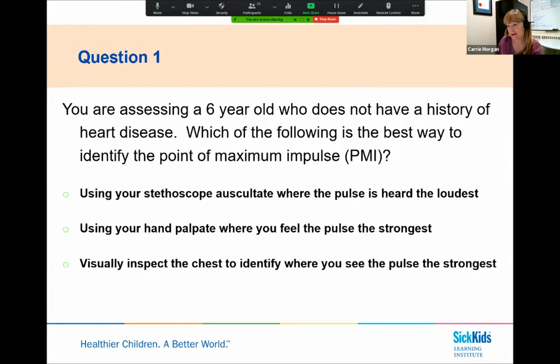So our first question is: you're assessing a 6-year-old who does not have a history of heart disease. Which of the following is the best way to identify the point of maximum impulse? We'll give you just a few seconds for your response. Is it using your stethoscope to auscultate where the pulse is heard the loudest, using your hand to palpate where you feel the pulse the strongest, or visually inspecting the chest to identify where you see the pulse the strongest or the most active?